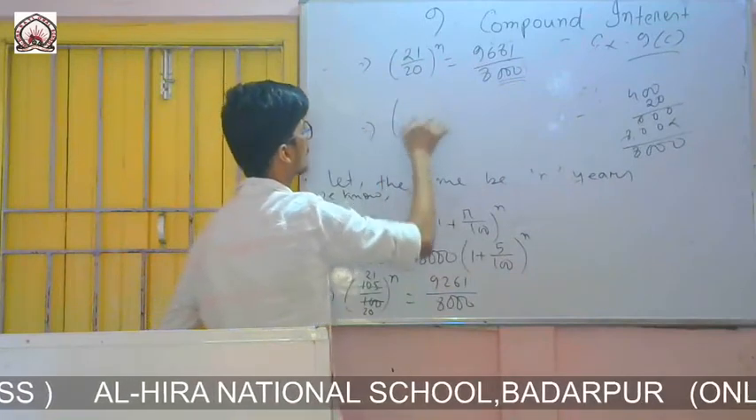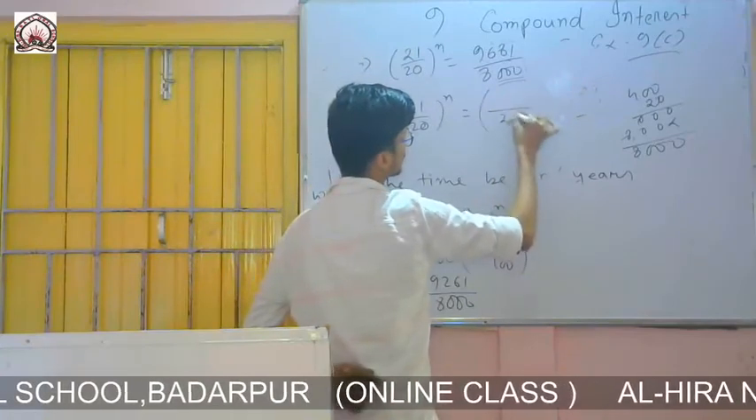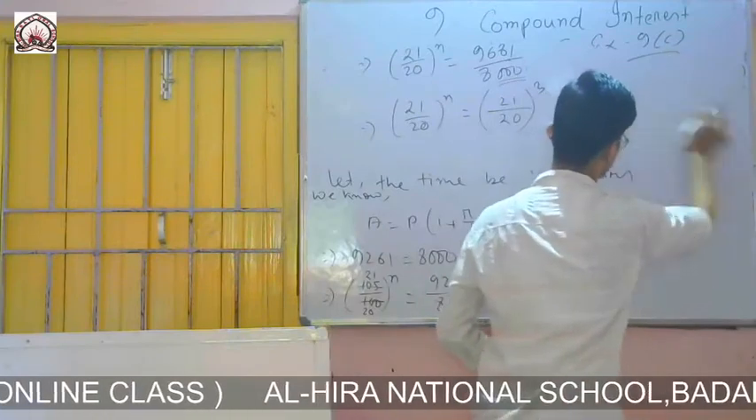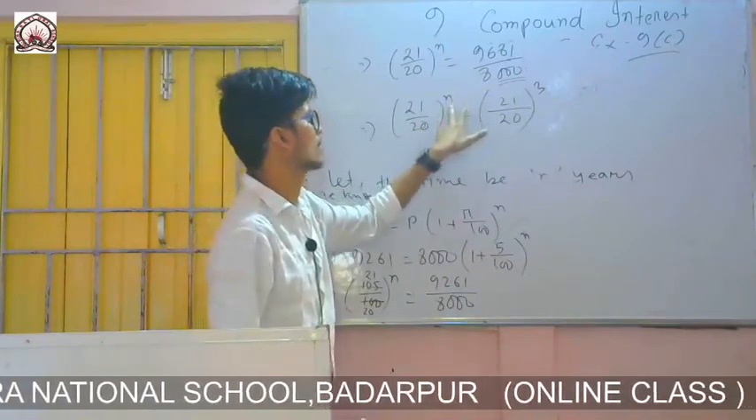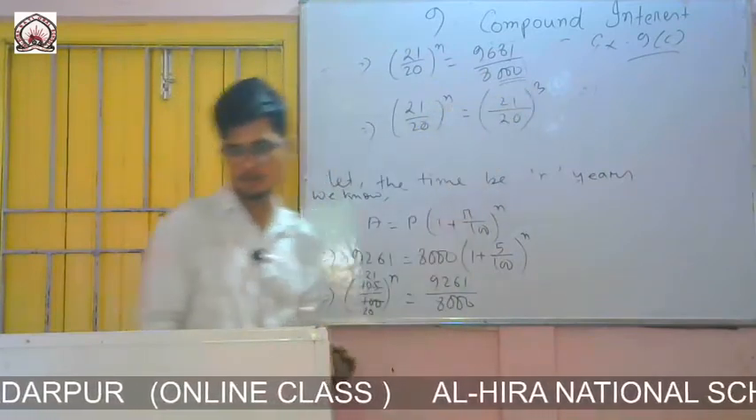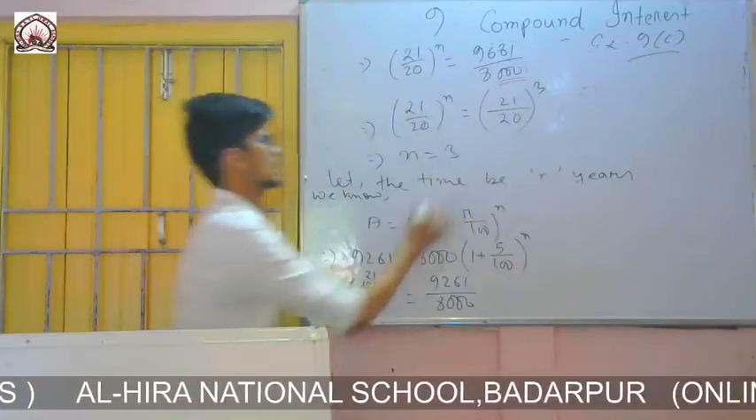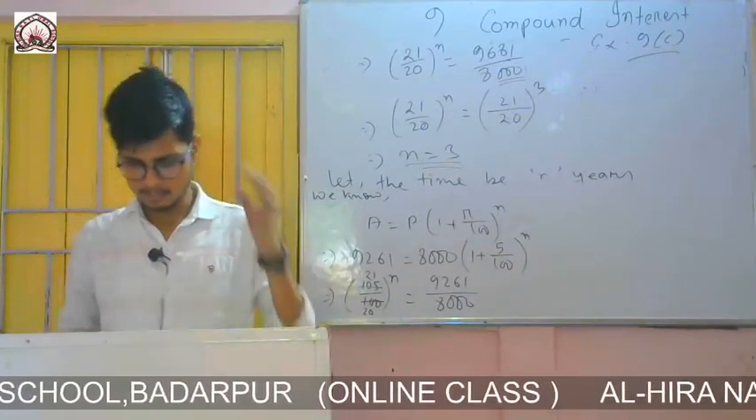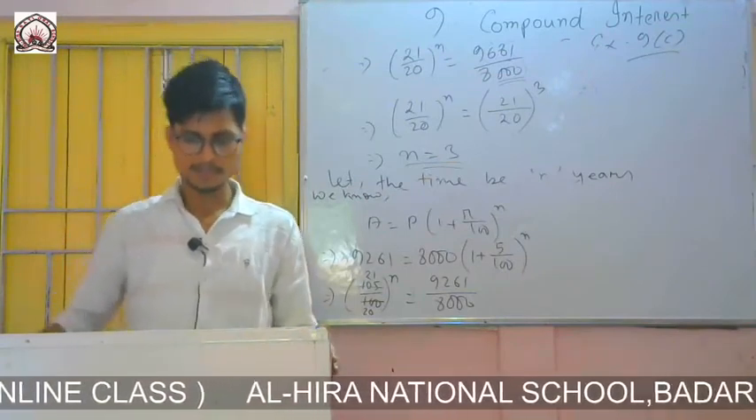If you want, you can check also, 21 by 20 whole thing cube. You can check it, it will match 100%. You have to express this number into this form, and then only you can write n equals to 3, because this part is the same, then only I can write n equals to 3, implies n equals to 3. So this is our answer. So you write, therefore the required time is 3 years. Last line you write, therefore the required time is 3 years.